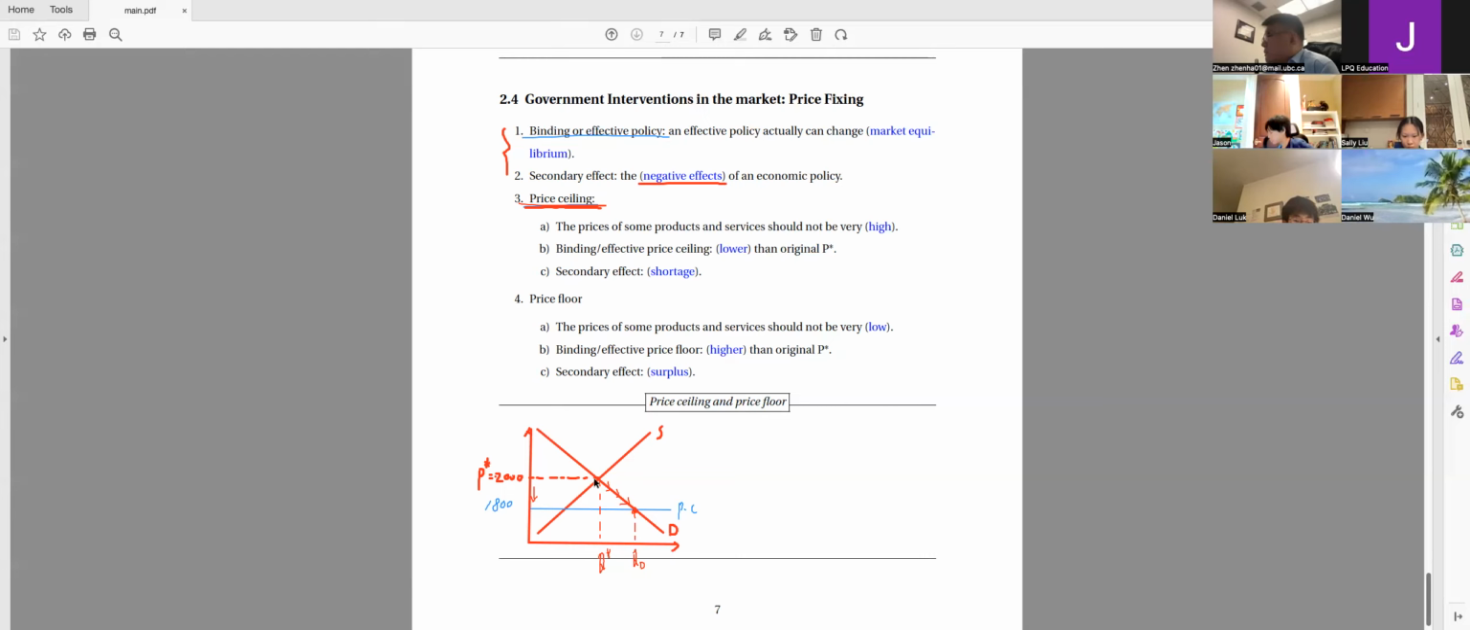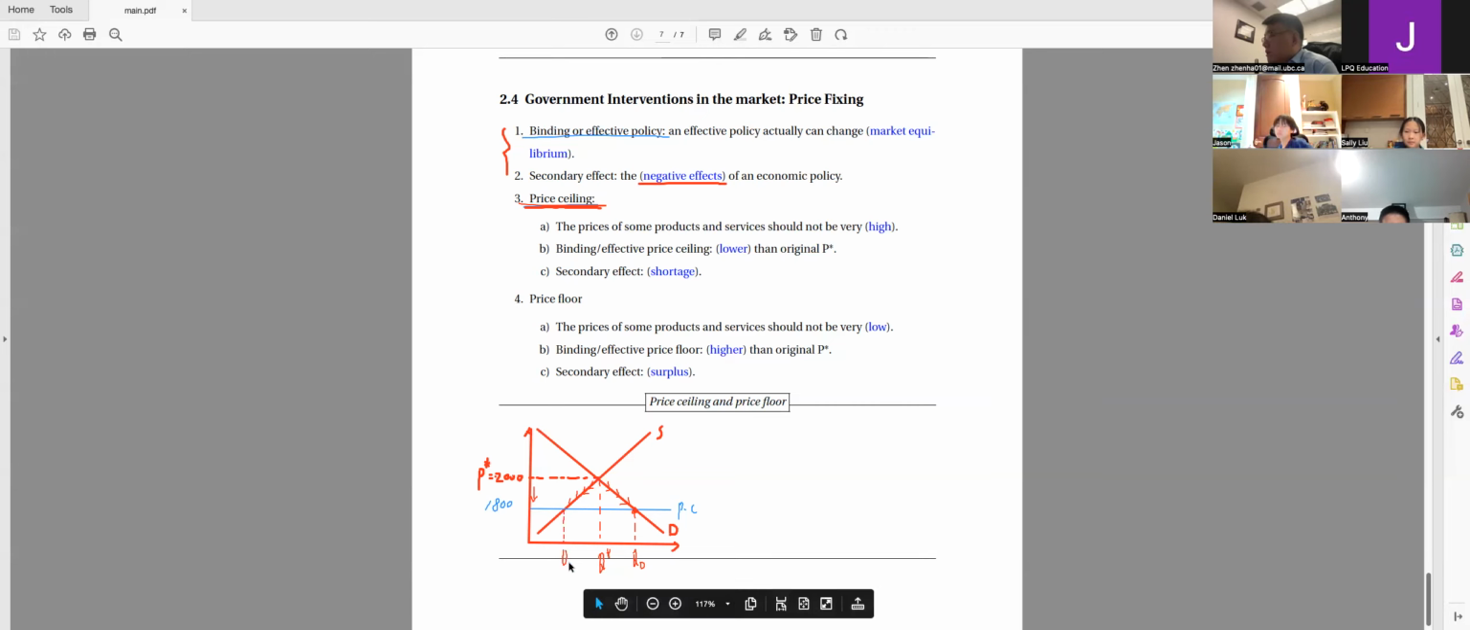So for quantity supplied, due to the lower price, some landlords are willing to withdraw from the market. They are not willing to rent their studio apartments to renters because the price has been lowered by $200. So some landlords will withdraw from the market, and quantity supplied will decrease.